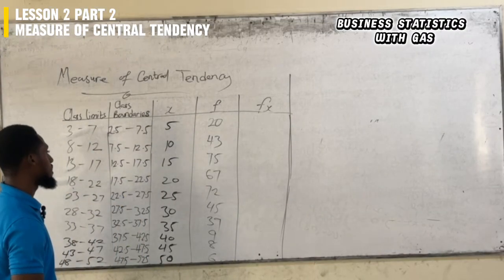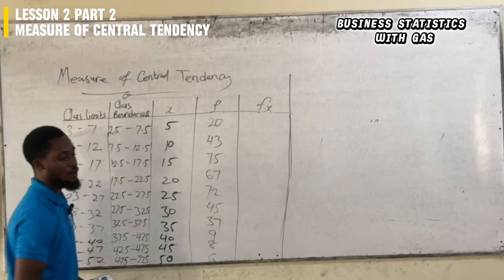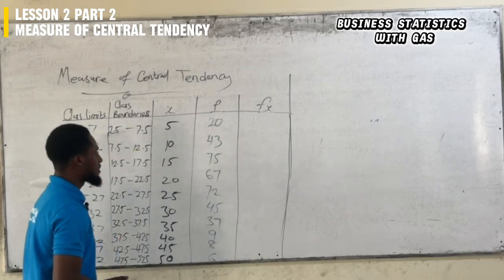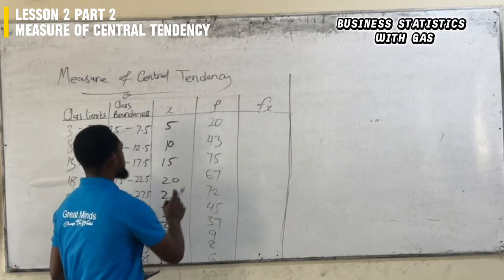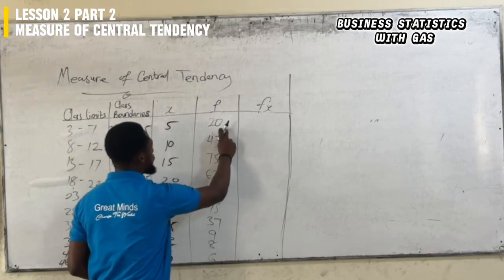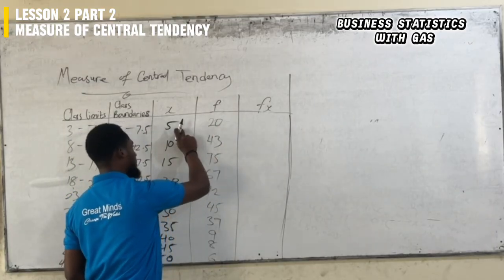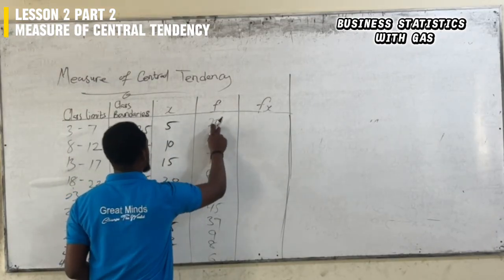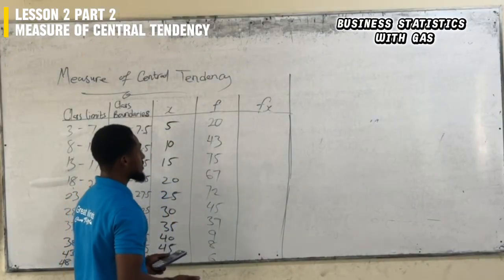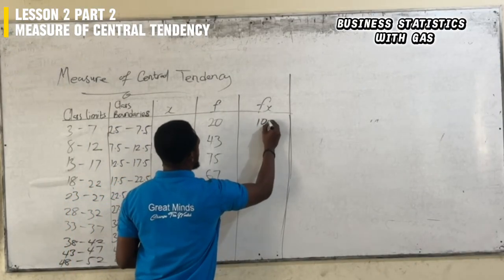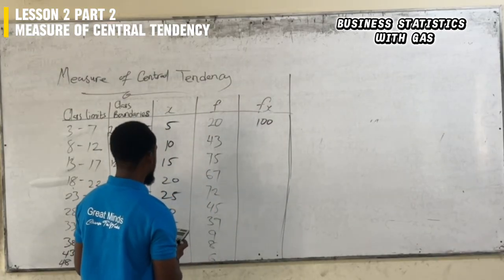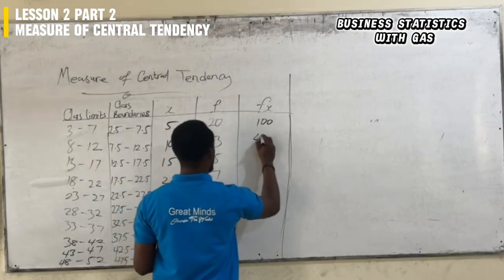Someone will ask, how then do we get our fx? With the fx, you multiply the x by the f, or you multiply the f by the x. So now 20 by 5. 5 times 20, what are you getting? You are getting 100. Then 10 by 43, you are getting 430.